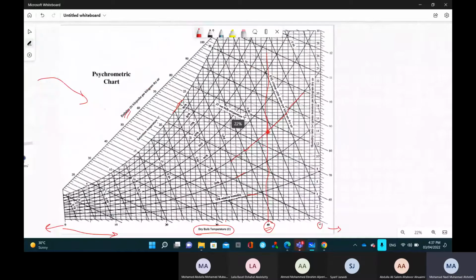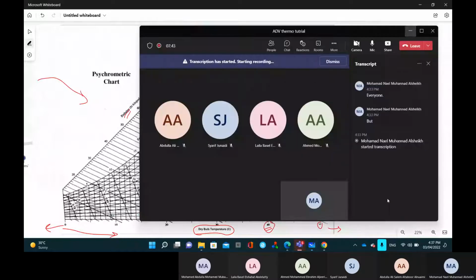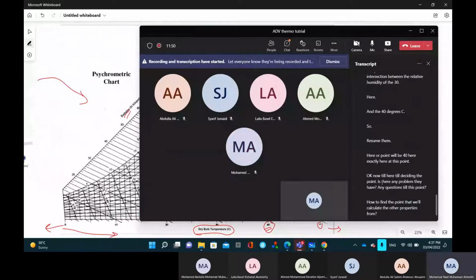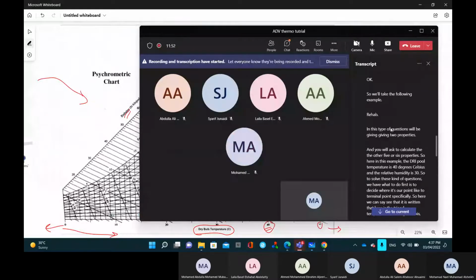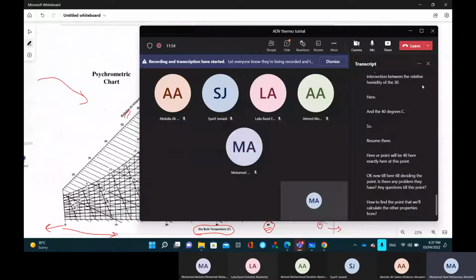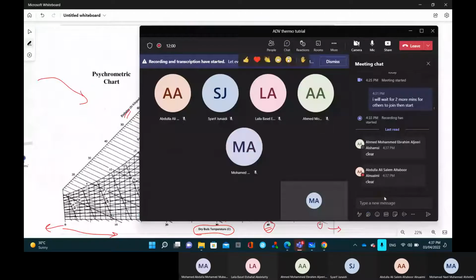Okay, till here, till deciding the point, is there any problem? Do you have any question till this point? How to find the point that we'll calculate the other properties from? Okay, clear.